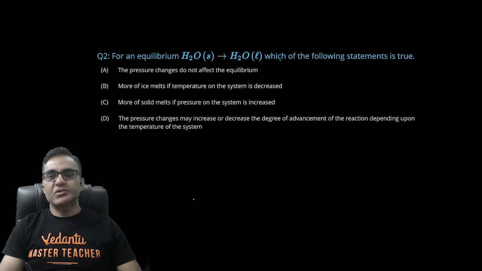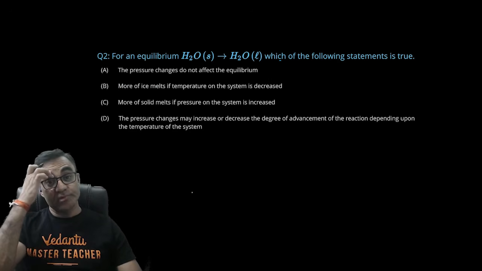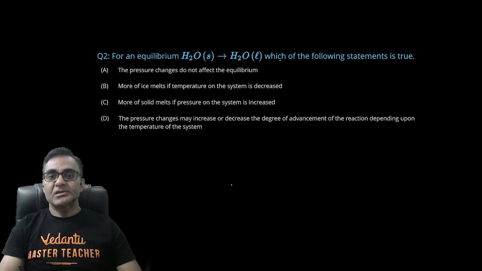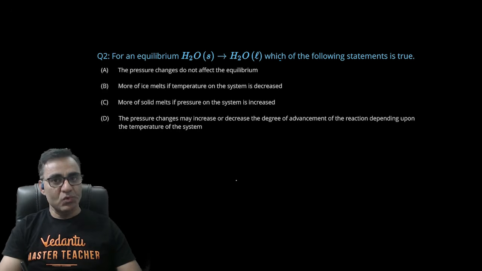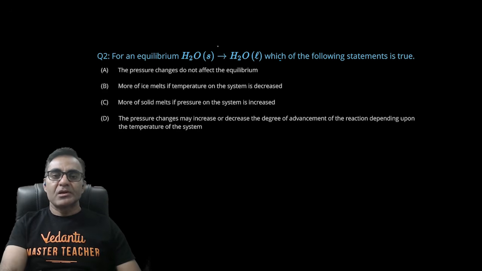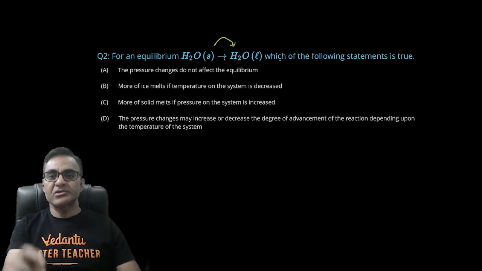This question is related to Le Chatelier's principle. There is a heterogeneous equilibrium of ice and liquid water, and they are asking about the correct statement. Pressure change does not affect the equilibrium. We know that by increasing pressure in a heterogeneous equilibrium, the equilibrium will shift to the direction where volume decreases or density increases, right? So if we melt ice, then volume will decrease and density will increase. That means on increasing pressure, this equilibrium will shift in the forward direction.